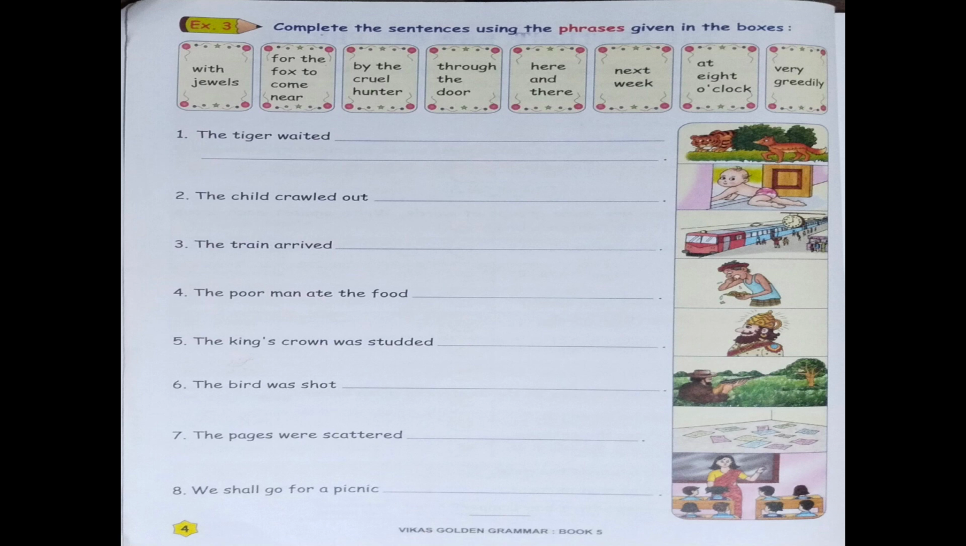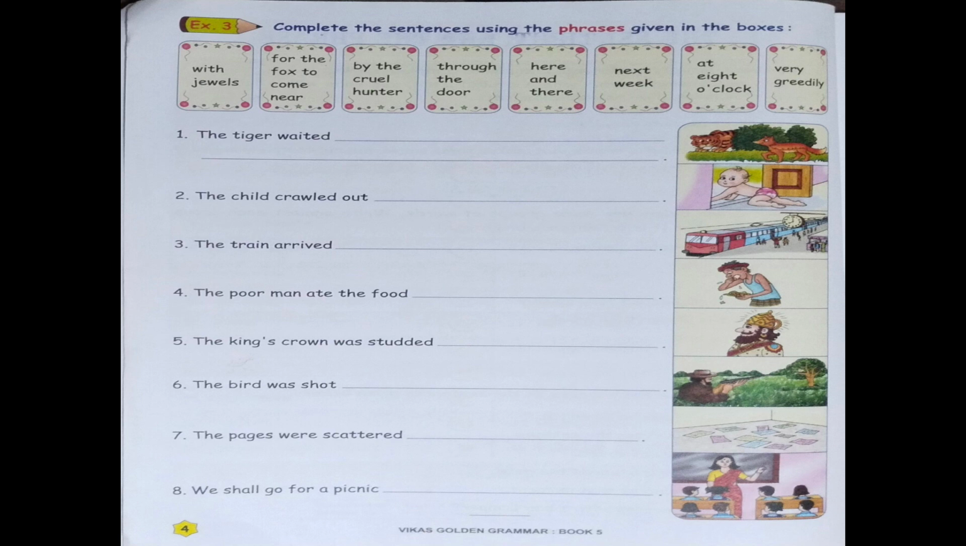Now this is exercise number 3. Complete the sentences using the phrases given in the boxes. So you can see here at the top there are some phrases which are given in the boxes. With jewels, for the fox to come near, by the cruel hunter, through the door, here and there, next week, at 8 o'clock, very greedily. So now what you have to do? You have to choose the correct phrase from the box and complete the incomplete sentence.